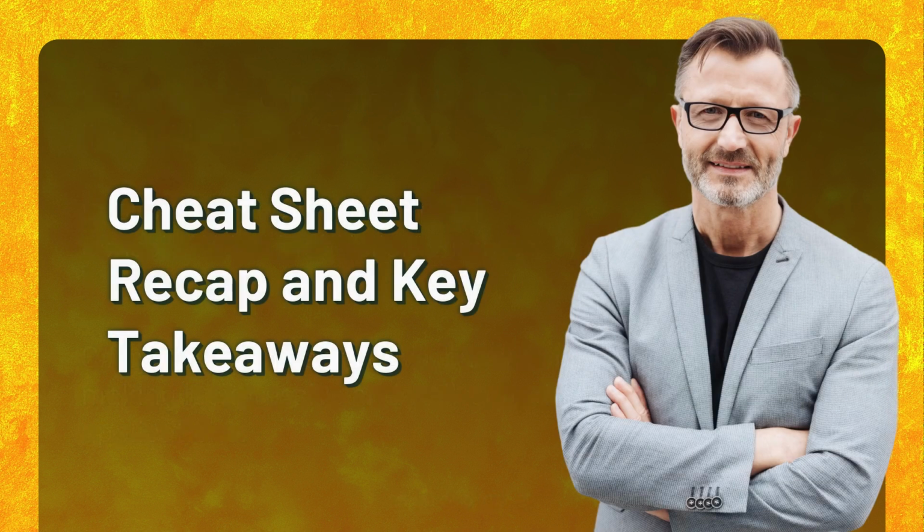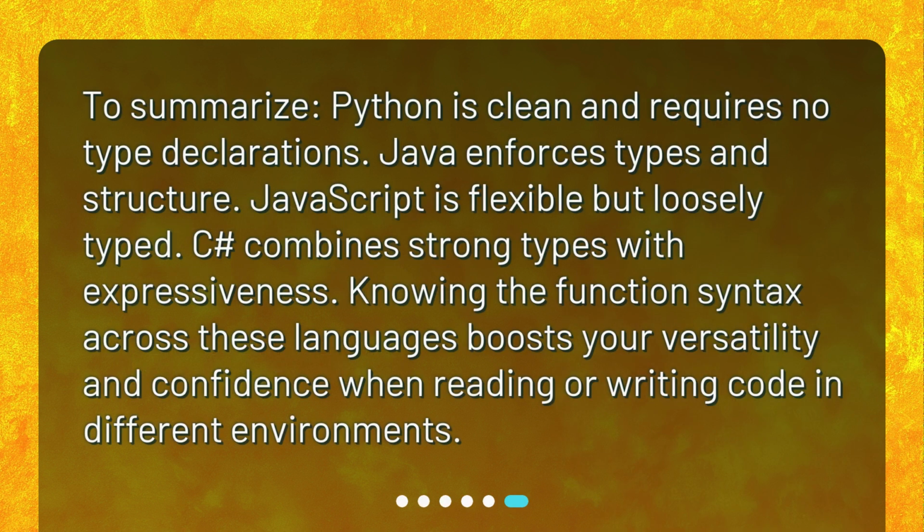Cheat sheet recap and key takeaways. To summarize, Python is clean and requires no type declarations. Java enforces types and structure. JavaScript is flexible but loosely typed. C# combines strong types with expressiveness.